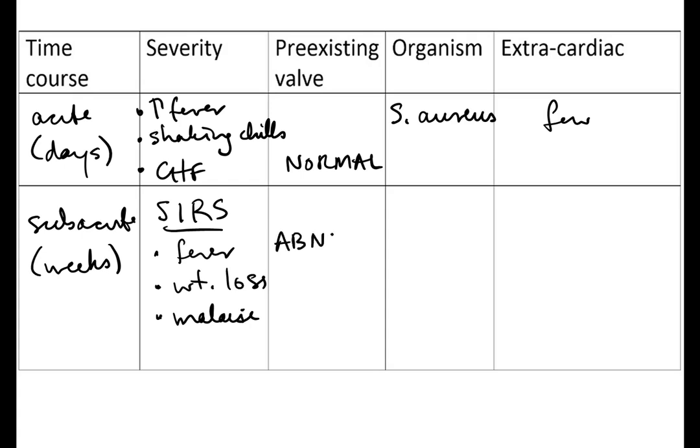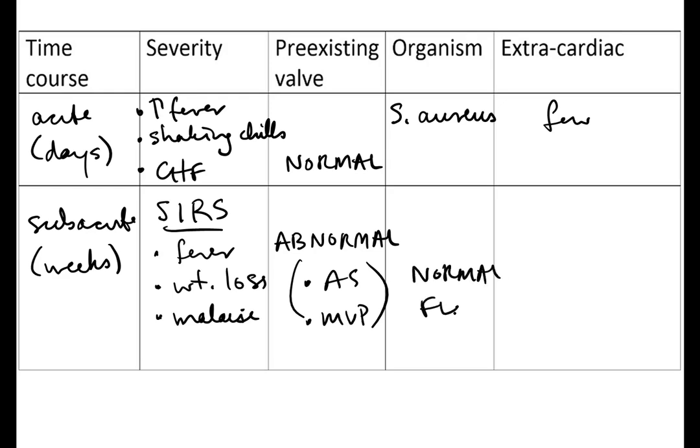And these patients have abnormal underlying valves. So stop for a second and ask, what are the two types of abnormal valves you could have as a Native American? Because that means no rheumatic fever. The two that you could have would be aortic stenosis and mitral valve prolapse. And now the organism is going to be coming out of your normal flora.